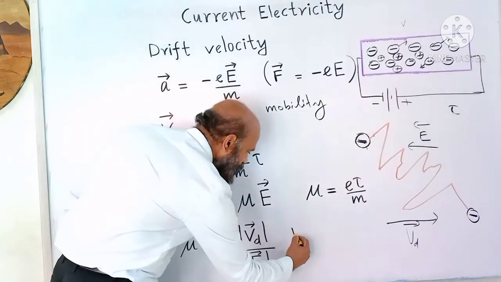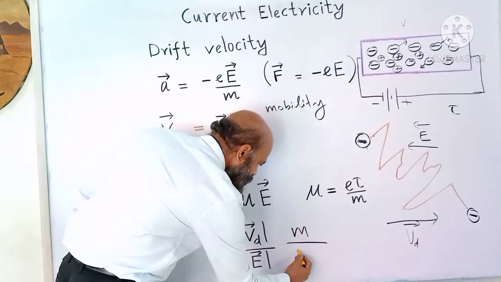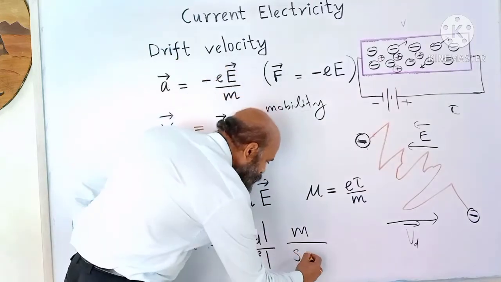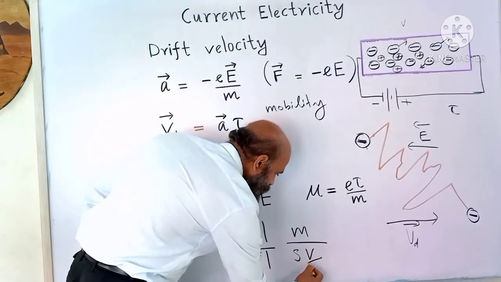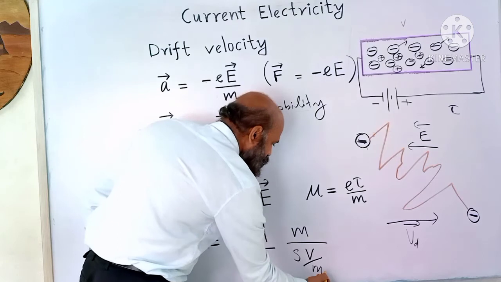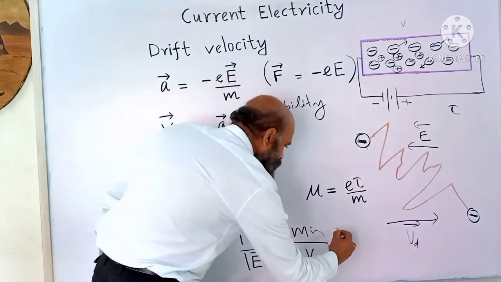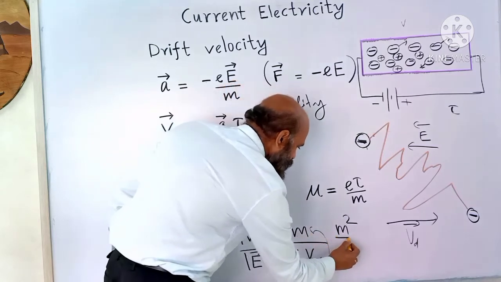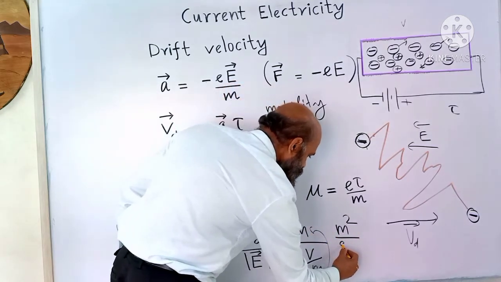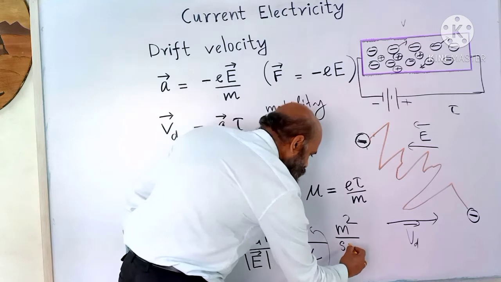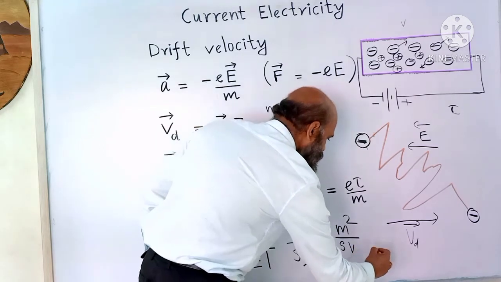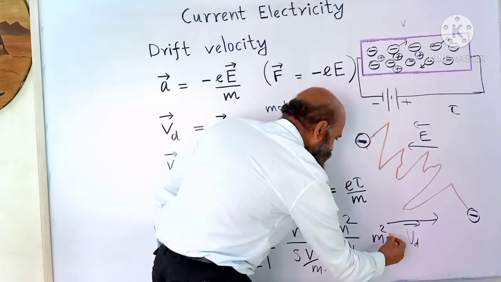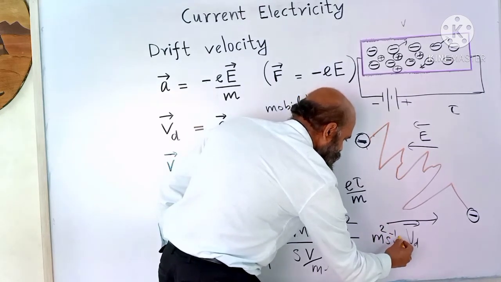Velocity is measured in meter per second. Intensity is measured in volt per meter. So the unit of mobility is meter square divided by second volt, which can be written as meter square second raised to minus 1 volt raised to minus 1.